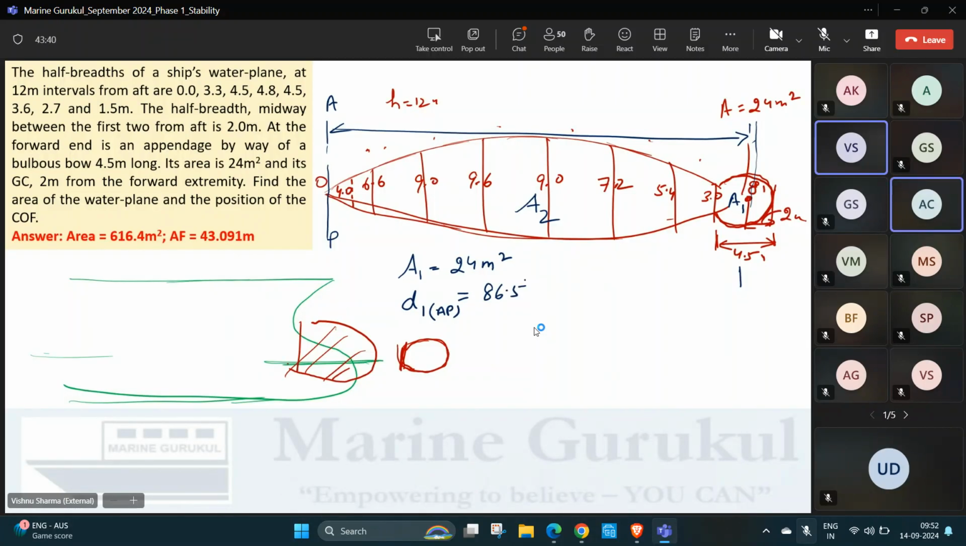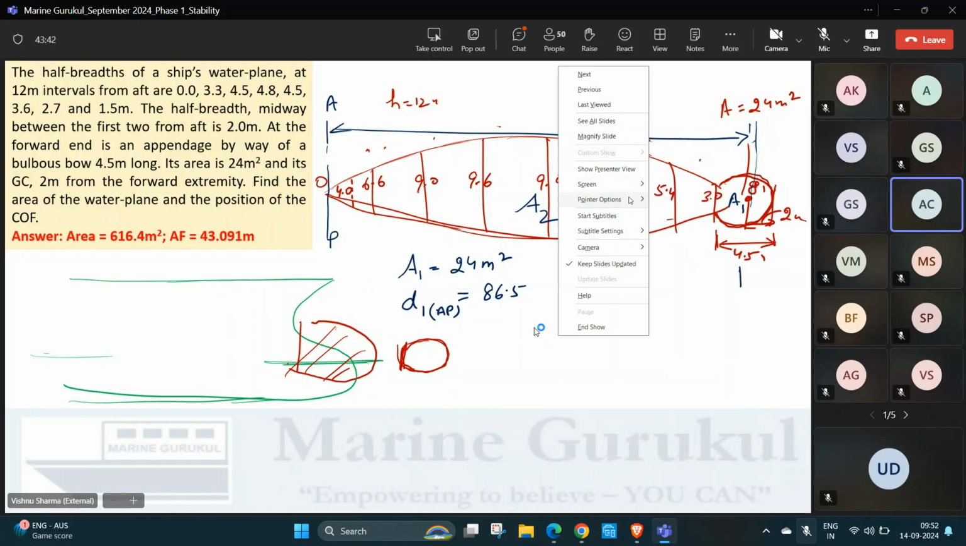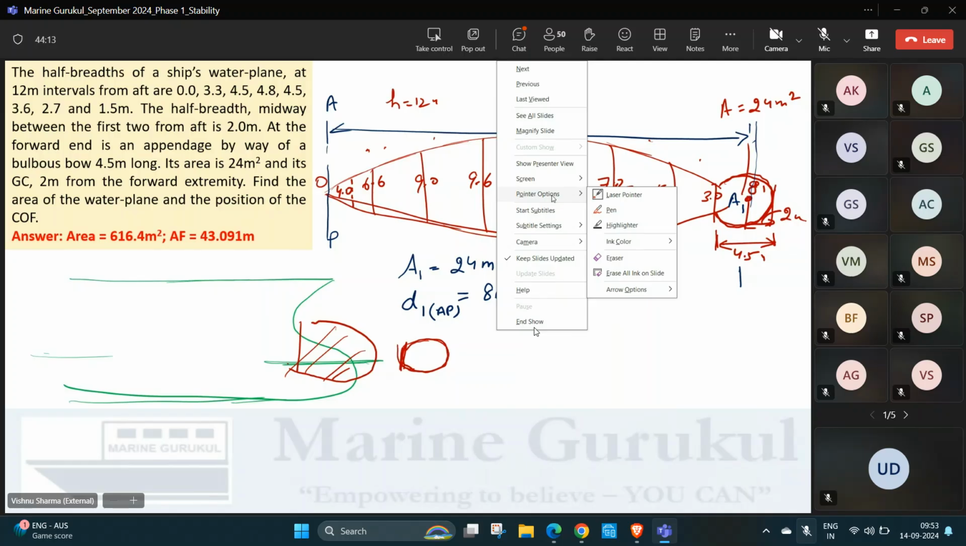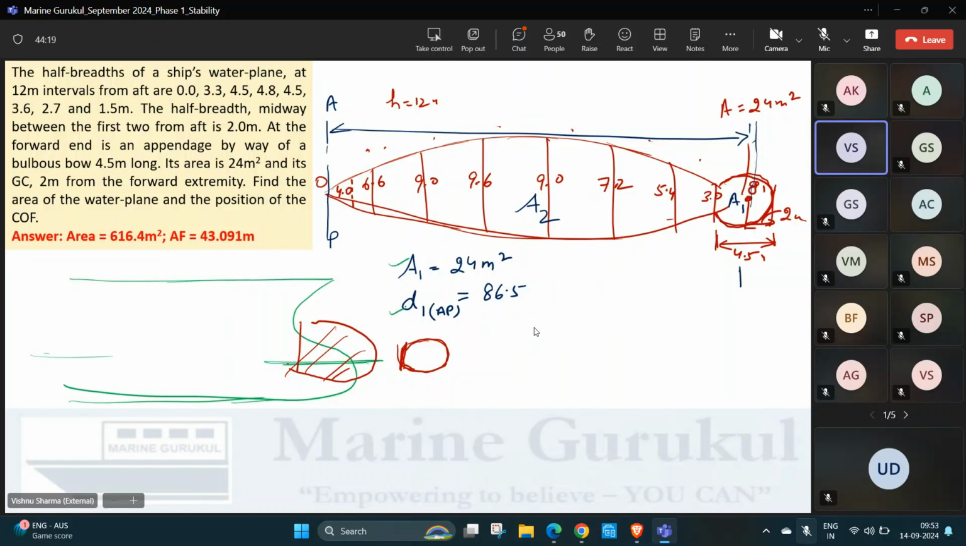Why? Let me take the pointer. You have 1, 2, 3, 4, 5, 6, 7 common intervals. That means a length of 12 into 7, which is 84. 84 plus 4.5 will be 88.5. 88.5 minus 2 will be 86.5 meters. Correct, beta? Is it clear, or do you still have any doubt? Clear, sir.